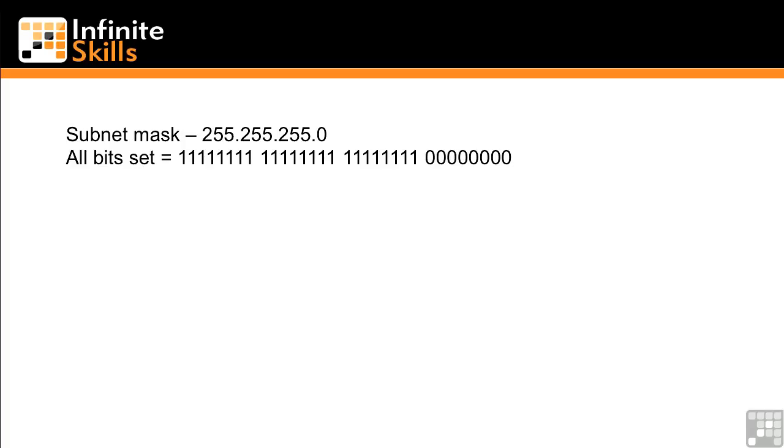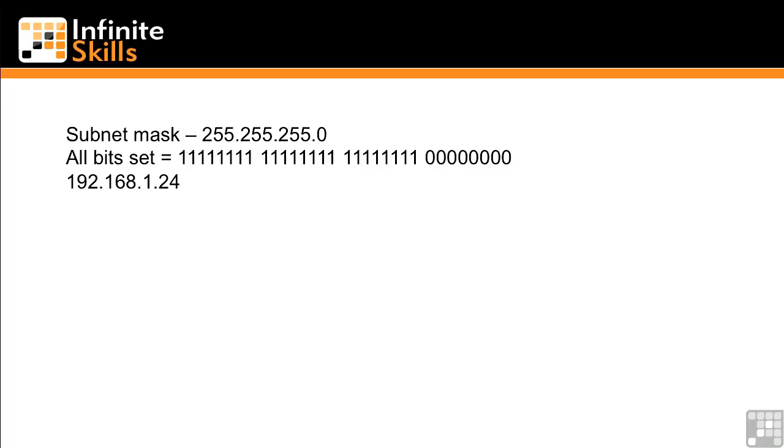And again, the same thing applies here as with the IP address. Each position there is an 8-bit value, and so you can have values from 0 to 255. In this case, you'll see all of the bits are set in the first 3 octets. So there's all ones, and that gives us 255 in each of those first 3 positions.